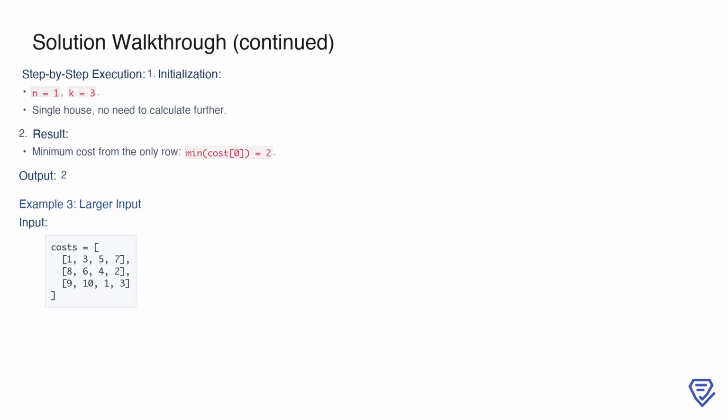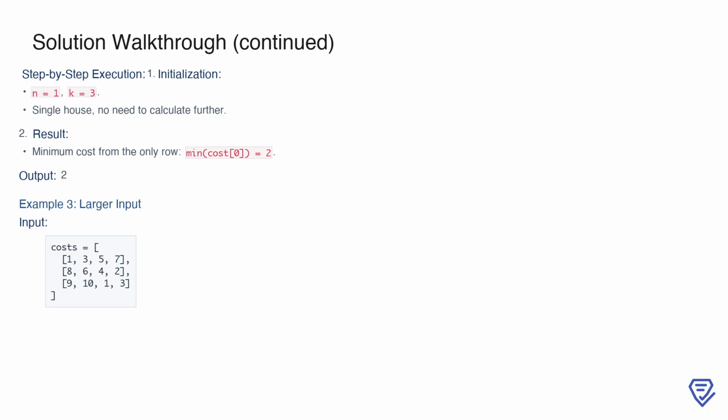Now, let's consider an edge case where there is only one house. Here, the costs matrix has just one row, and n is 1. Since there's only one house, we don't need to calculate anything further. The solution is simply the minimum cost from this single row.